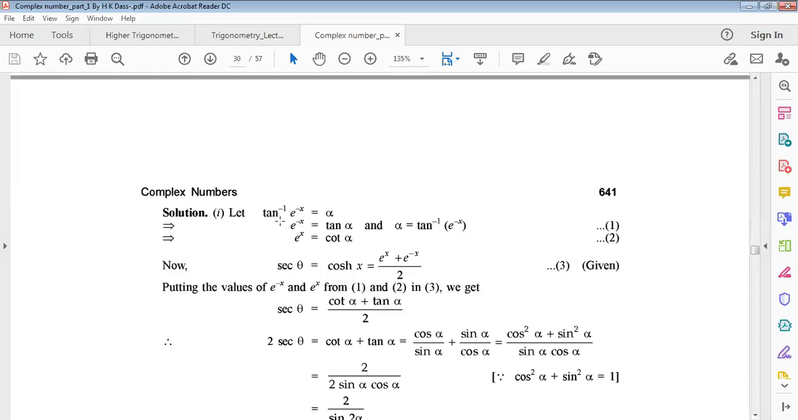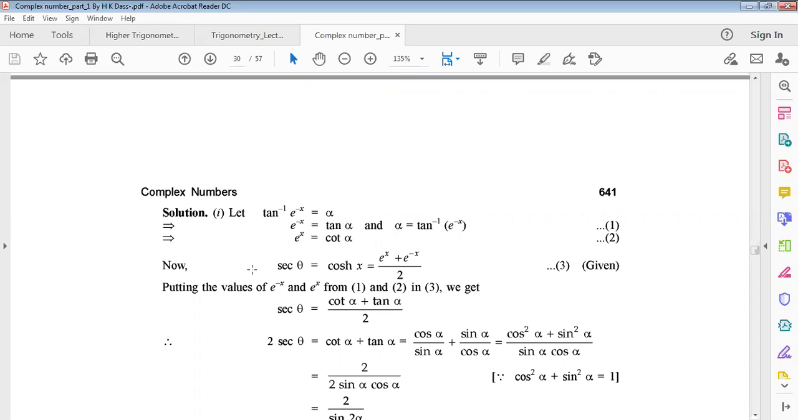Now let us consider tan inverse e to the power minus x equals alpha. Suppose tan inverse e to the power minus x equals alpha. Then, taking tan on both sides, e to the power minus x equals only tan alpha. This alpha equals tan inverse e to the power minus x, equation number 1. Now e to the power x equals what? Taking inverse, cot alpha. 1 by tan means cot alpha. This is why 1 by e to the power minus x means e to the power x.